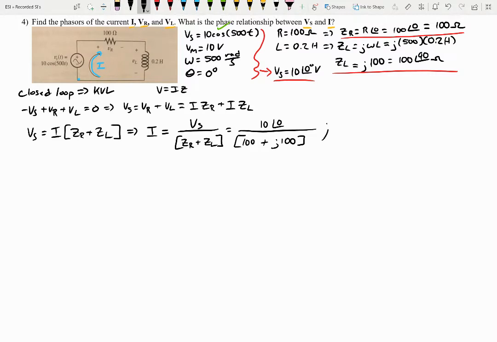Okay. So, a quick side tangent here. Now that I get to do this division, I need to convert the denominator into phasor. So we'll do a square root of the sum of the squares. So 100 squared plus 100 squared, square root of that.